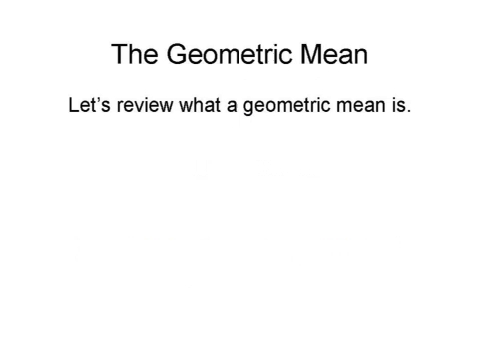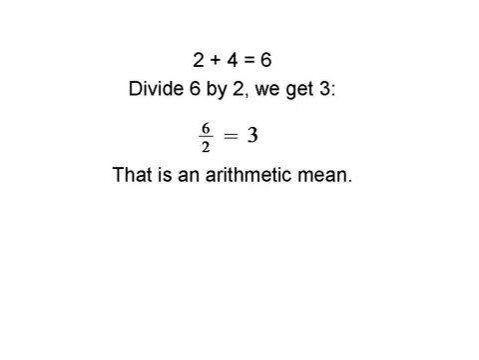The first thing we're going to do is review what a geometric mean is. If we take two numbers, for example 2 and 4, and add them, we get 6. If we divide 6 by 2, the number of numbers we added, we get 3. 6 divided by 2 is 3. That's an arithmetic mean. That's the mean that most of us are familiar with.